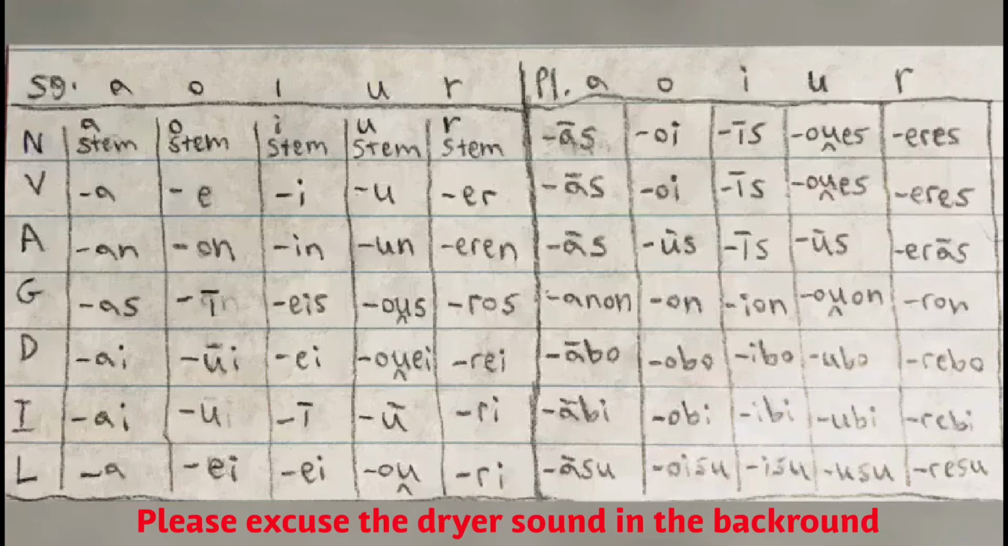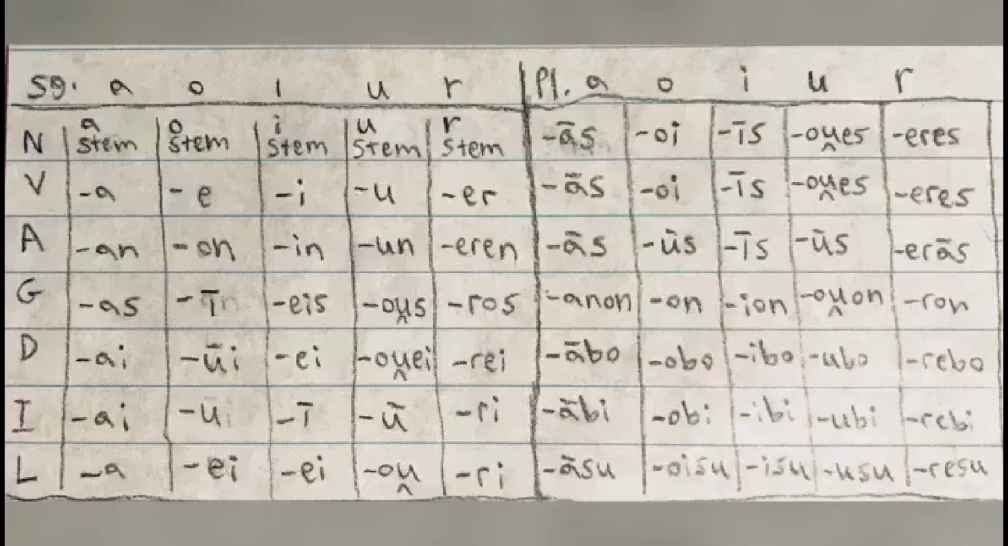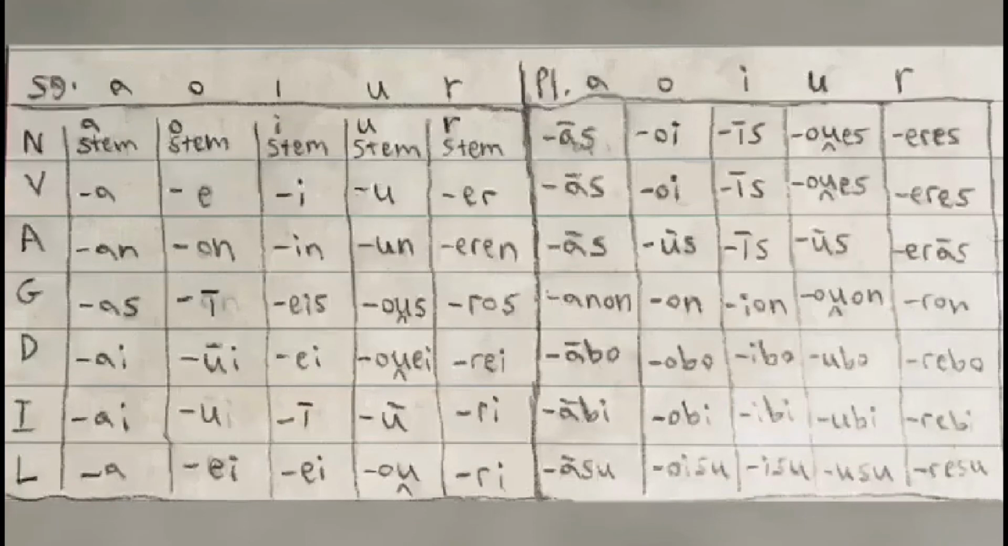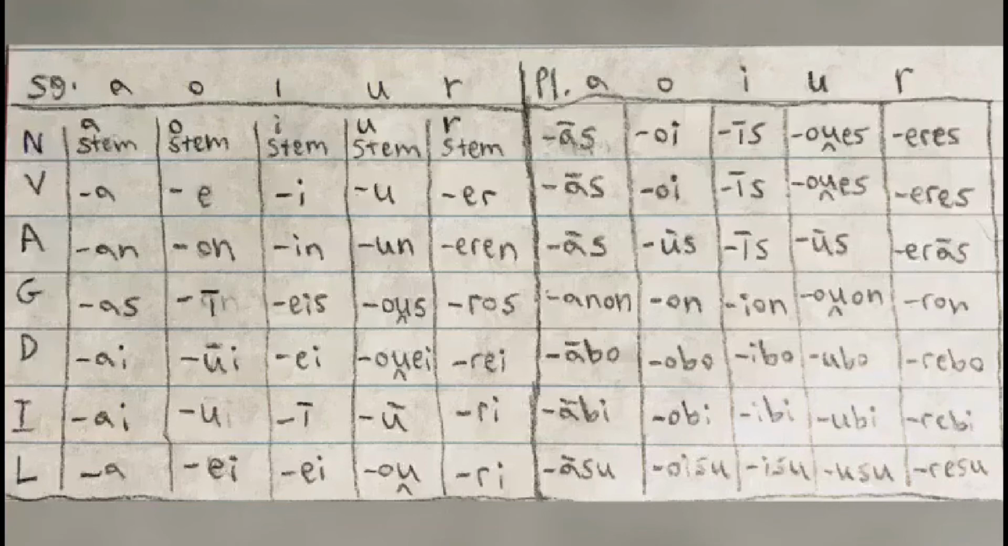A, E, I, U, R, As, Oi, Is, Aues, Rs, An, On, In, Un, Eren, As, Us, Is, Us, Eras, As, I, Es, Aus, Ros, Anon, On, Ion, Awon, Ron, Ai, Ui, E, Aue, Re, Abo, Obo, Ibo, Ubo, Rebo, I, U, I, U, Ri, Abi, Obi, Ibi, Ubi, Rebi, A, E, Au, Ri, Asu, Oisu, Isu, Usu, Resu.